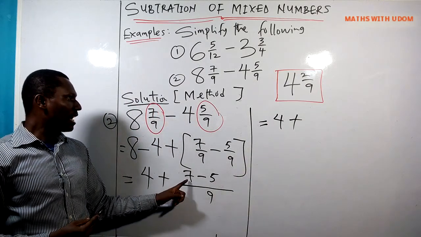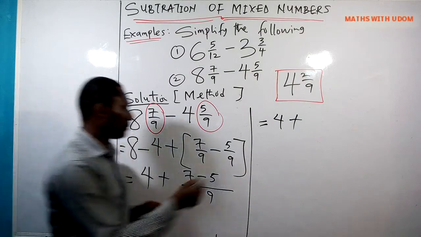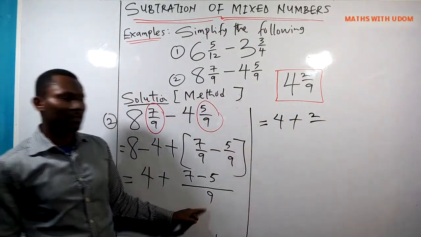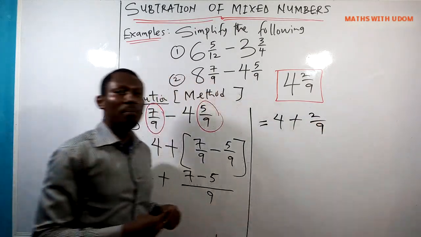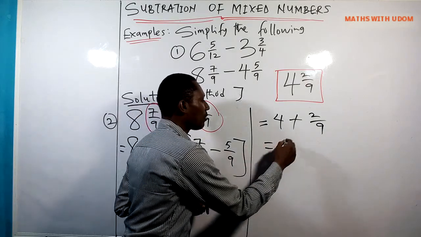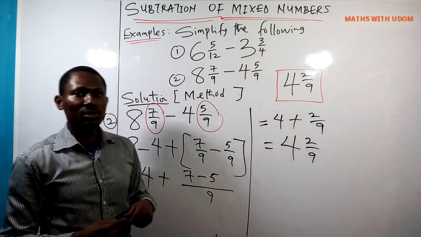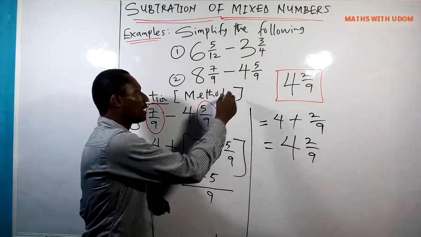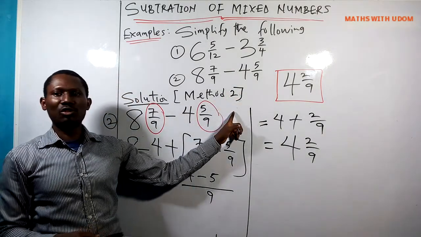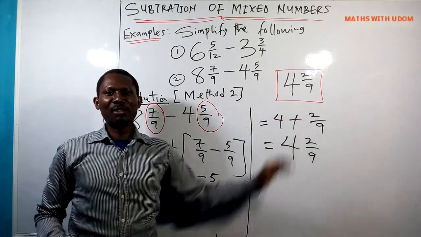Then we'll come to this side and we'll write 4 plus. Now, what is 7 take away 5? 7 minus 5 is 2, divided by our denominator 9. So at the end of the day, you merge the two together. You can't leave the answer this way. So you merge it together. That will give us 4 number 2 over 9. So this is our answer for method 2. You can see we got the same answer as the former one.